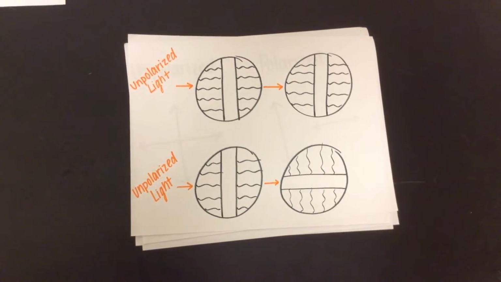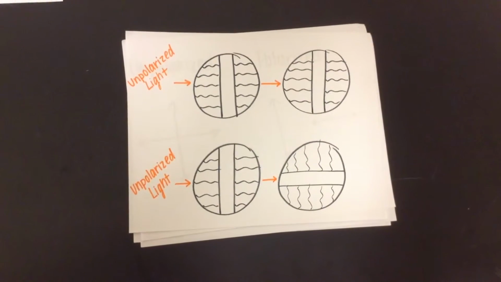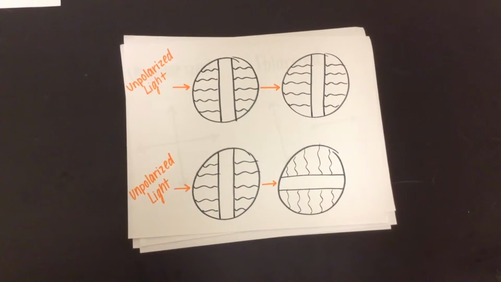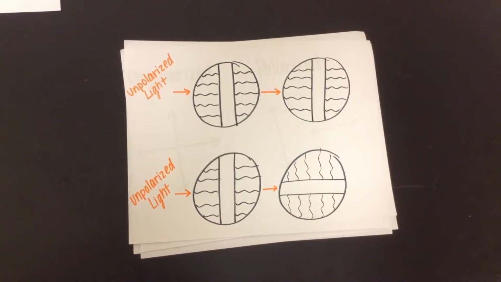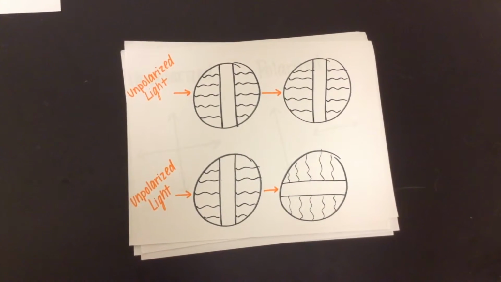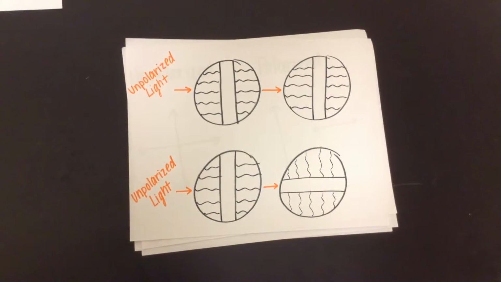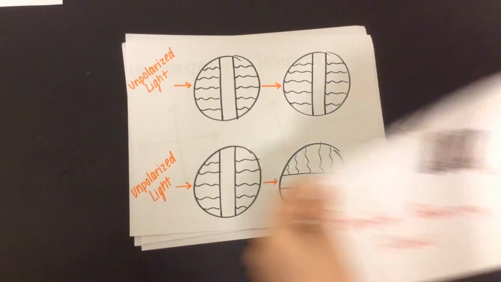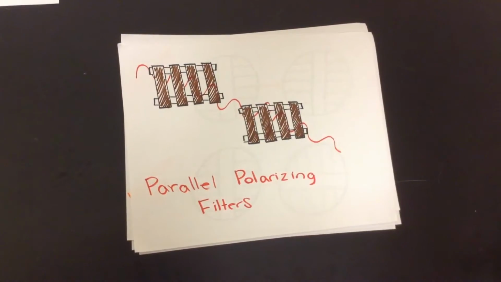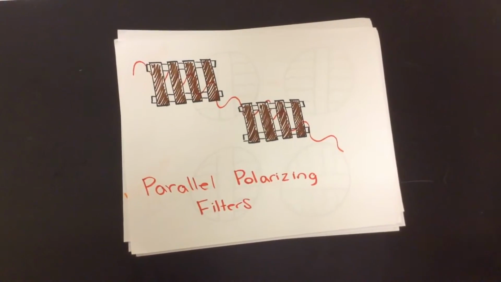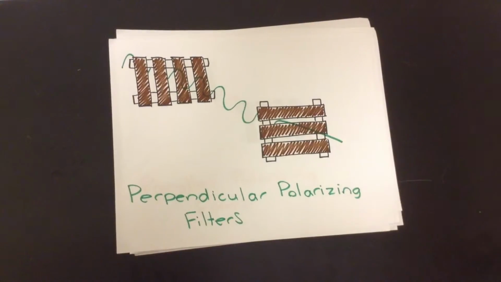In the first set of filters, where both are parallel to each other, the light waves would be the same after going through the first filter as they are after going through the second filter. In the second set of perpendicular polarizing filters, almost no light would pass through the series of filters. This is illustrated with the picket fence analogy, which illustrates light waves moving through parallel and perpendicular polarizing filters.